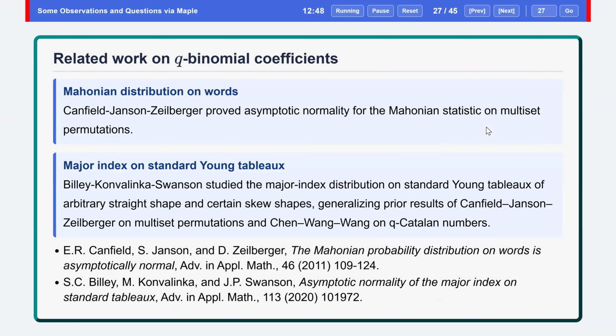And we would like to mention that Canfield, Janson, and Zeilberger proved asymptotic normality for the Mahonian statistics on multisets for permutations. Also, Bhatnagar, Konvalinka, and Swanson studied the major index distribution on standard Young tableaux of arbitrary straight shape and certain skew shapes, generalizing the previous results of Canfield and myself.